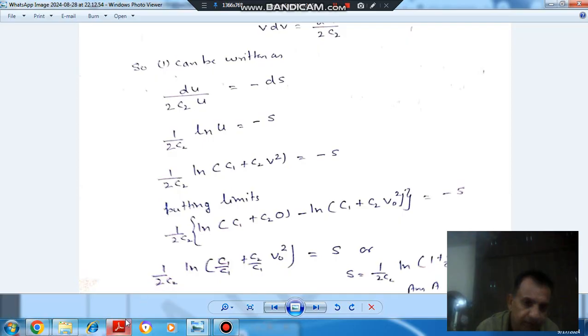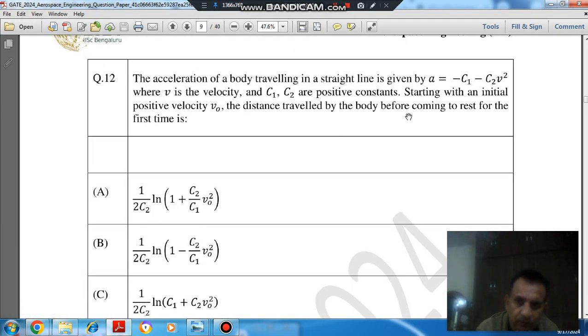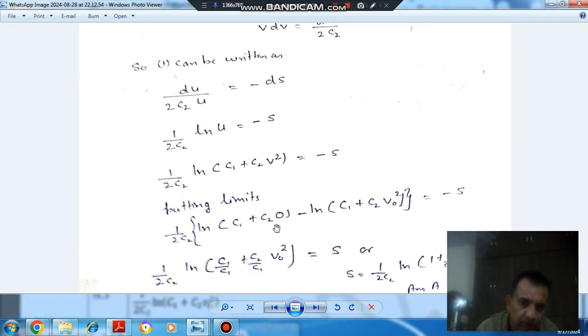Now it is given that the initial velocity is v naught, and finally the final velocity is 0 because the body has come to rest. So putting the limits, final velocity is 0 and initial velocity is v naught, and distance traveled is s. Here it will be minus s, limits are s to 0, and here limits are 0 to v naught.